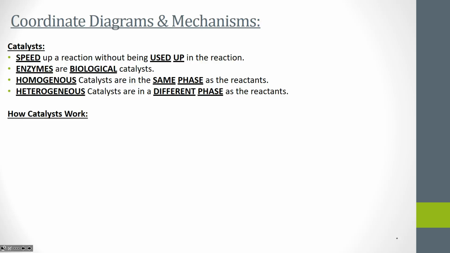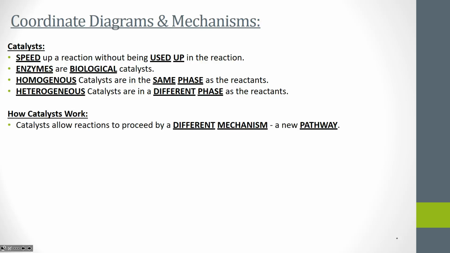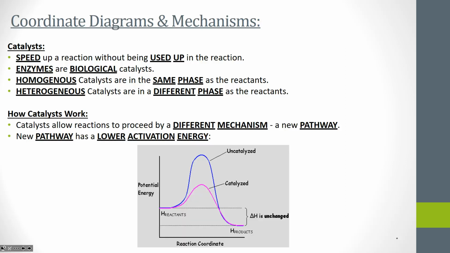But how do they actually work? Well, we said that they lower activation energy, but what does that look like? Well, they allow the reaction to proceed by a different mechanism, a new pathway. And that new pathway has a lower activation energy. So if we look at this coordinate diagram, a normal reaction would have that nice big hill, but the catalyzed reaction has a much shorter hill. It's got a shorter path. It's like giving the reaction a shortcut.